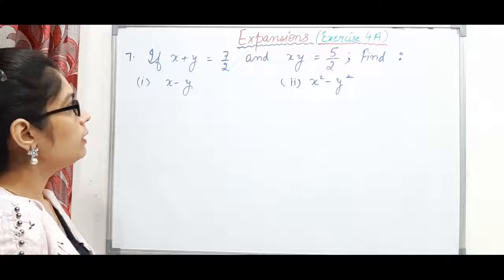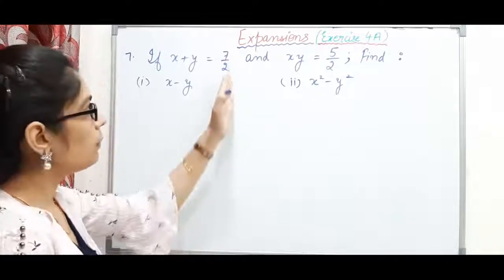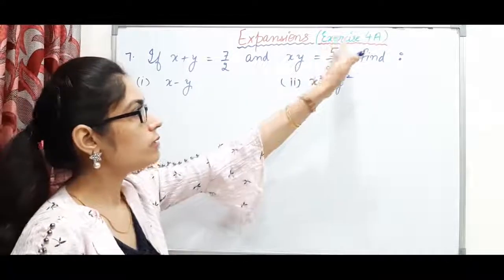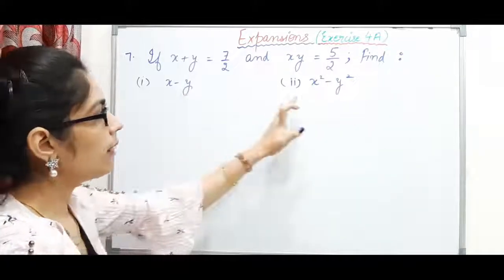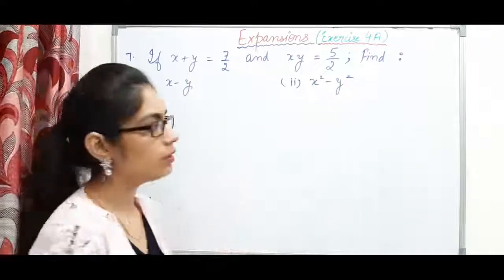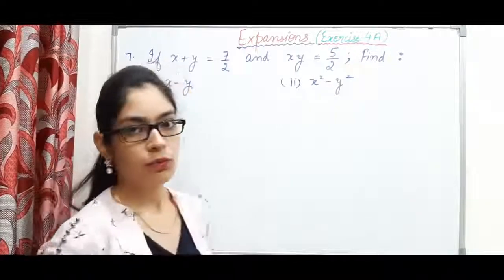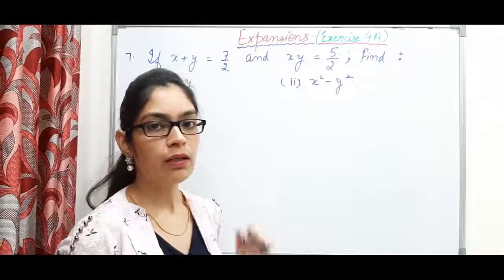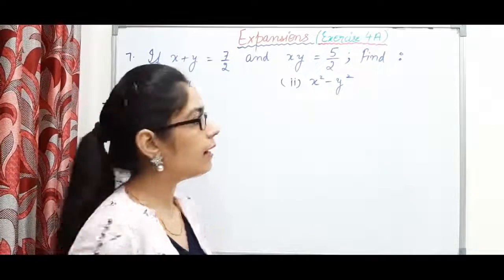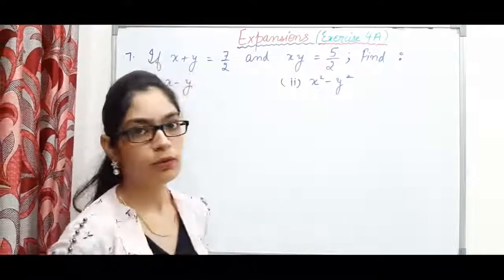Here it's given, if x plus y is 7 by 2 and x into y is 5 by 2, we have to find x minus y and x square minus y square. The identities which we have to use are the same. In the last video also I gave you 3 identities at the starting, so once again I will write those identities.